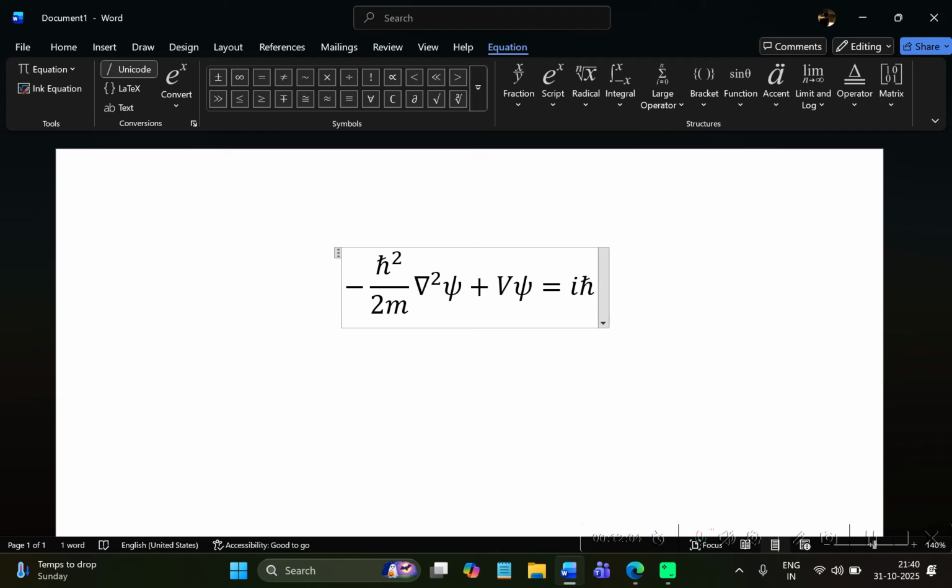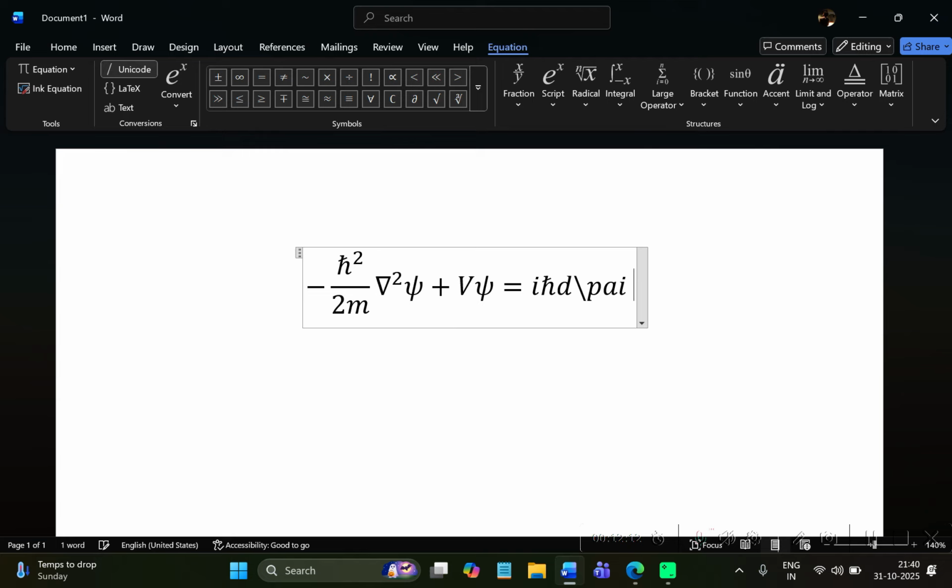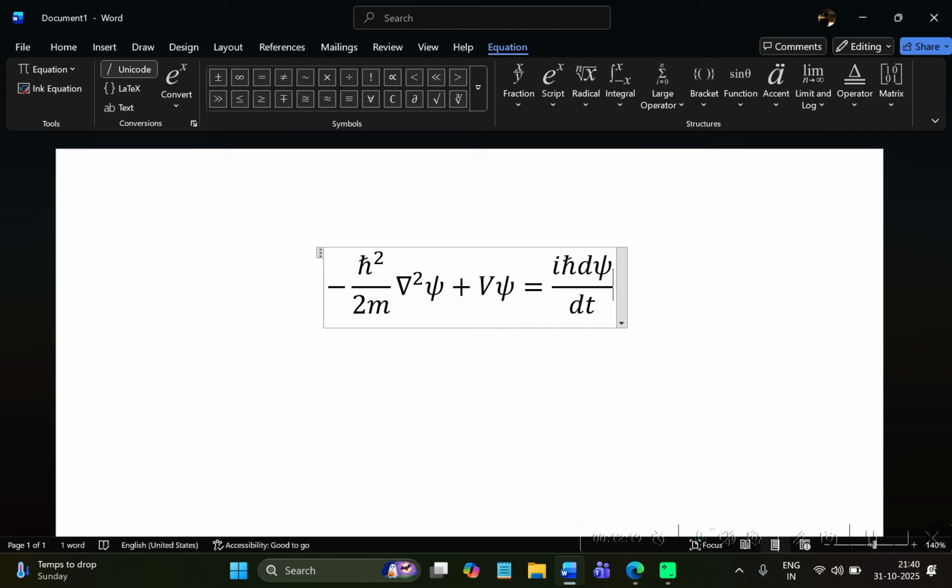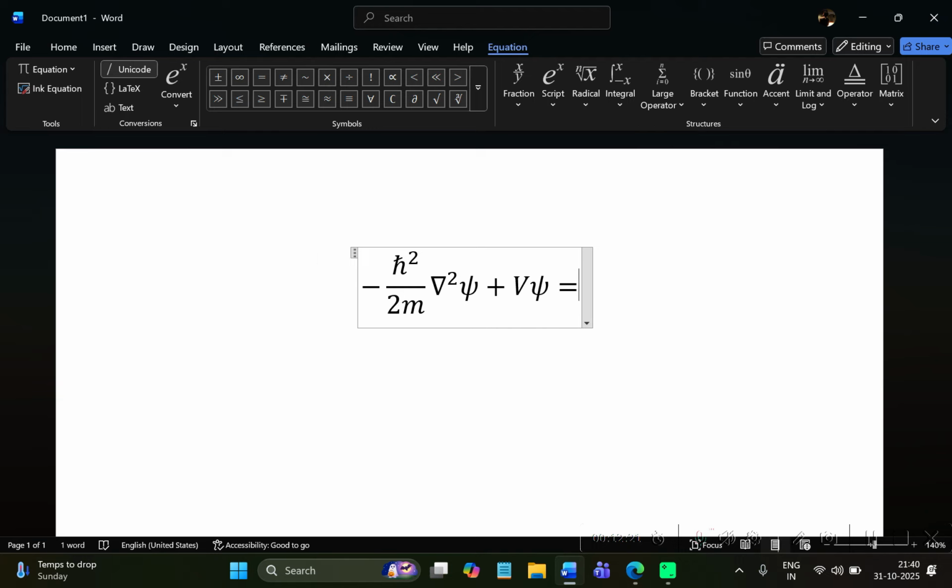Okay, this is important. Here we have a partial time derivative, del psi del t. So how do you type del? If you do this, then you have d psi dt, but this is not what you want. You want del psi del t, right? So for i h bar.